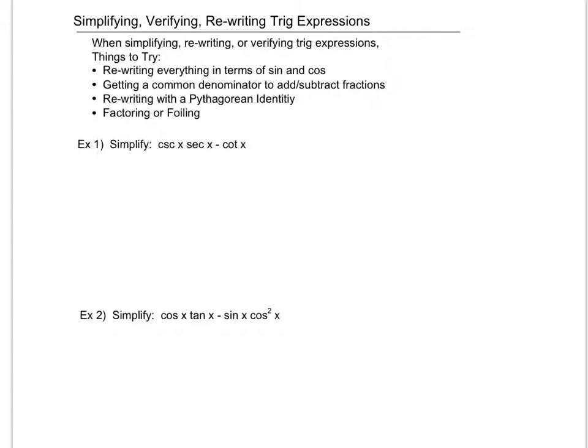So one of the things we can try is to rewrite things in terms of just sines and cosines. So in that regard, we're thinking about using those reciprocal functions as well as the alternate definition of tangent and cotangent. Tangent being sine over cosine and cotangent being cosine over sine. If we have fractions, we can try to get a common denominator. One thing to point out is sometimes we won't start with a fraction, but after changing to sines and cosines, we'll get fractions. We can also try rewriting with a Pythagorean identity and either factoring or foiling.